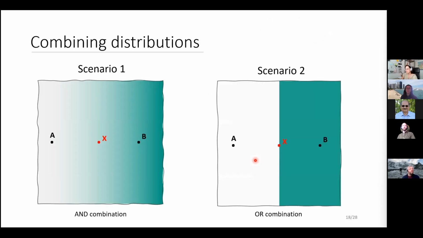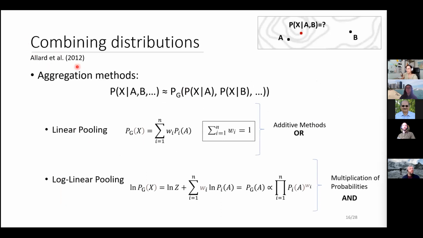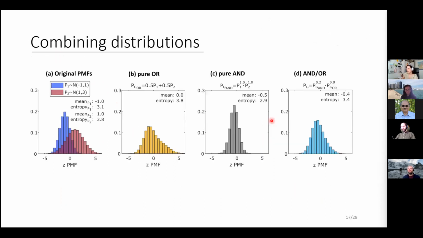The first interpretation was this one here. There is this paper from Allard from 2012, and he nicely explains and applies mathematical properties of the aggregation methods to earth science. In summary, in this paper, he defends that we should mainly focus on multiplication methods, the AND combination, because they result in a sharper distribution and avoid multimodal results, which could be the case of the OR combination.